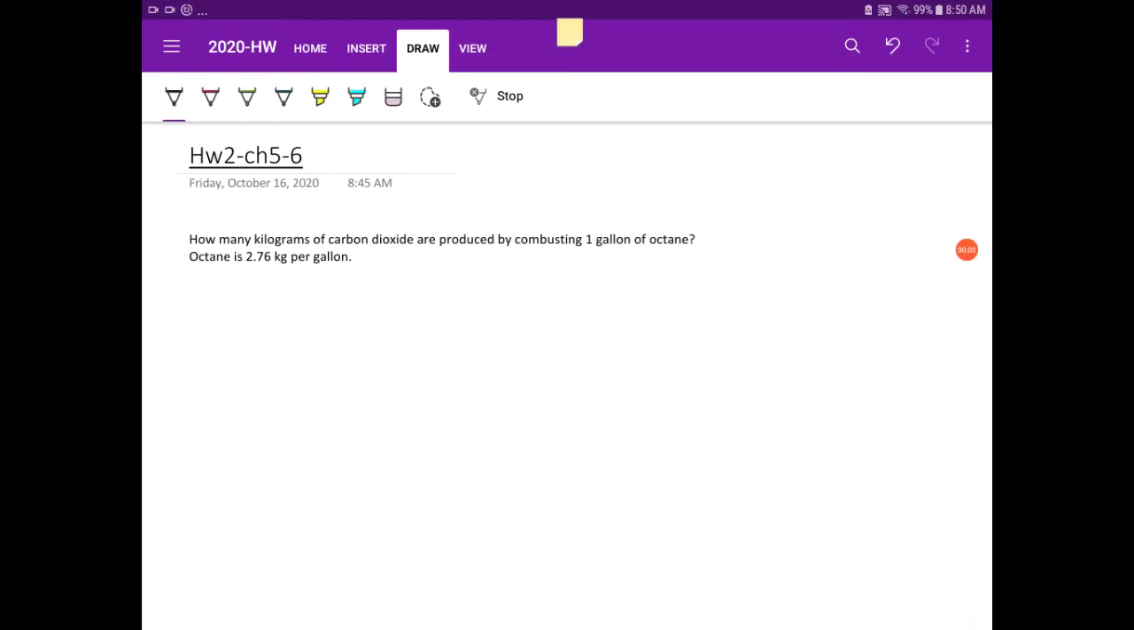So if we want to find out how many kilograms of carbon dioxide are produced by combusting octane, we can think about combusting 1 gallon of octane. And octane has a mass of 2.76 kilograms per gallon. And so the first thing we need to do is think about the chemical equation that describes combustion.